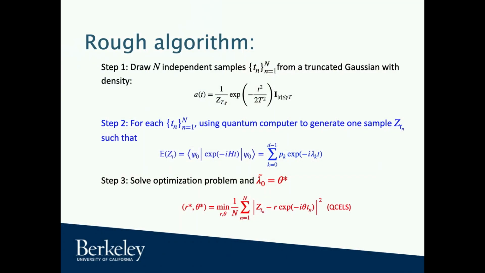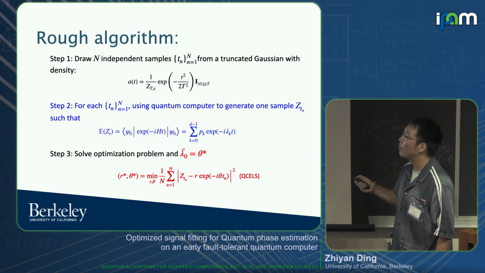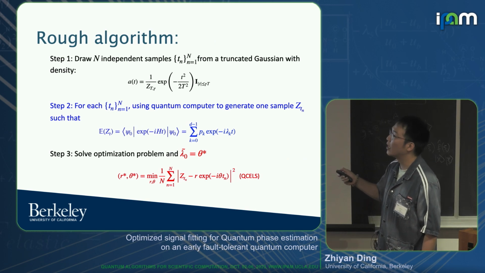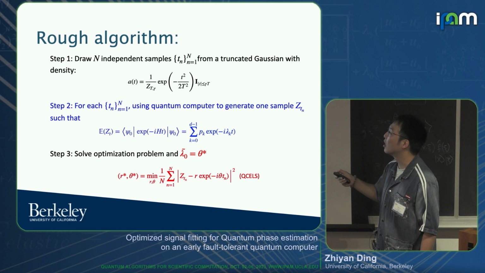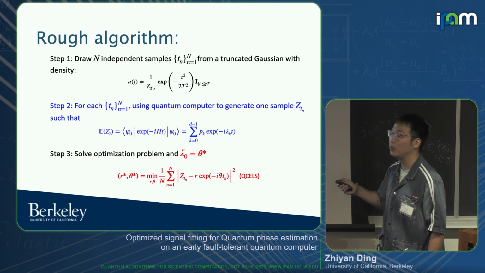One good thing about QCELS is its algorithm is actually very simple. Basically, there are 3 steps in our algorithm, and only the second step involves the quantum computer. In the first step, I draw some random samples Tn from a truncated Gaussian distribution. You can essentially understand it as drawing from a Gaussian distribution. Here, I do the truncation because I want to make my Tmax finite.